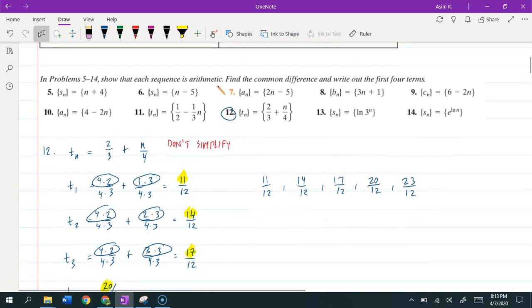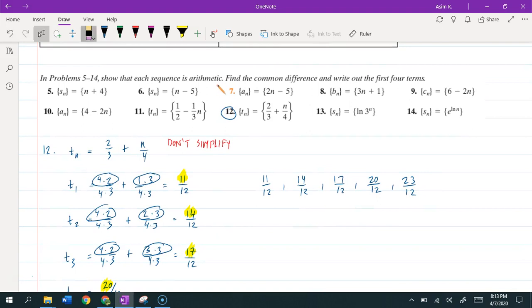We have written out the first, oops, sorry, it only wanted the first four terms. Well, we have the five. I don't want to erase anything now, right? So we wrote out the first five terms. And now what we're going to do is we're going to take these two right here, all right?